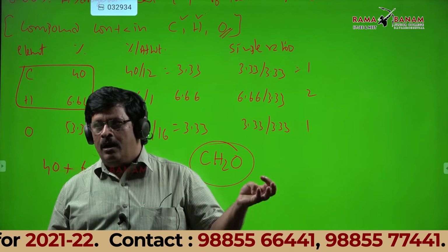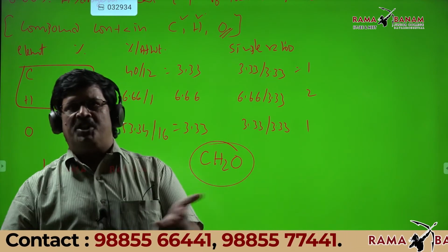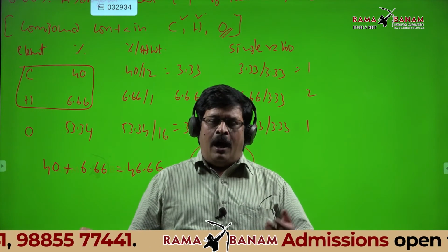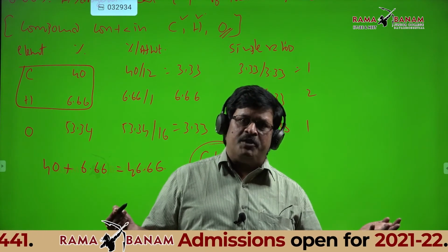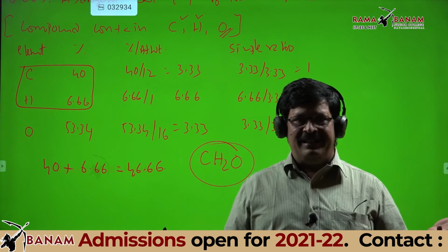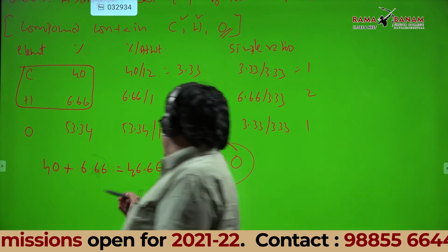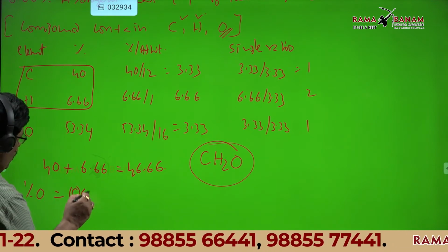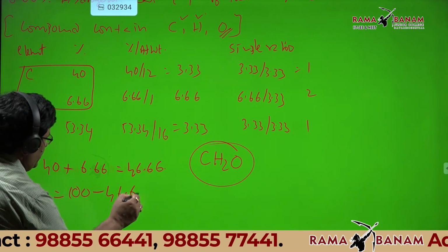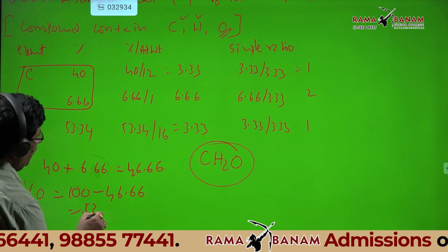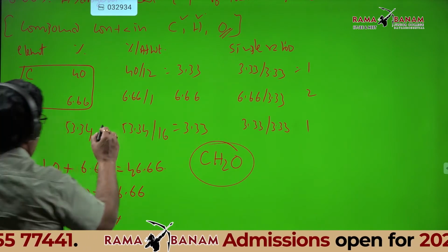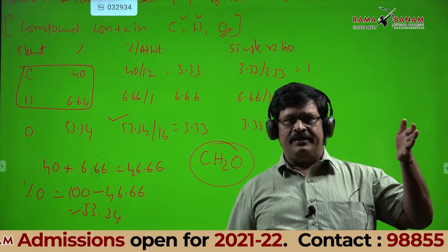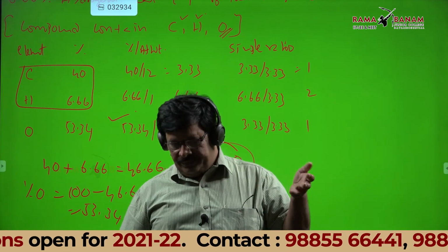Yes, sir. Whatever it may be, the sum of all elements should be 100, because it is a percentage. Then subtract this from 100. 100 minus 46.66, which is 53.34. That is only oxygen. Is it okay, Bhumaitri? Okay, sir.